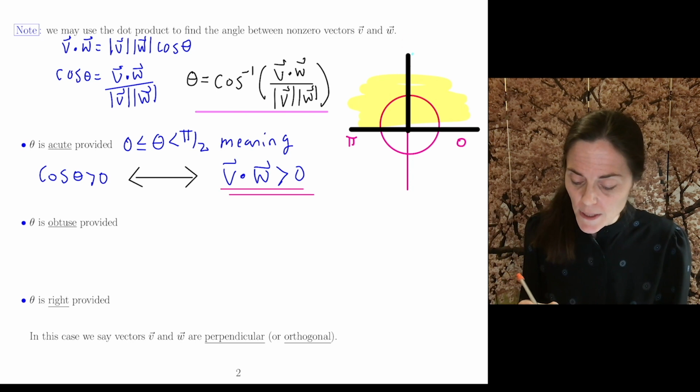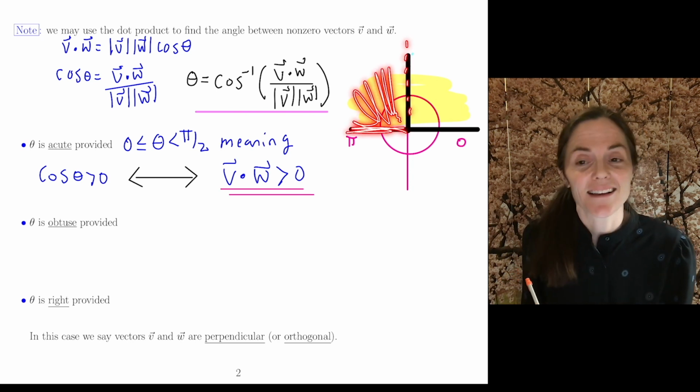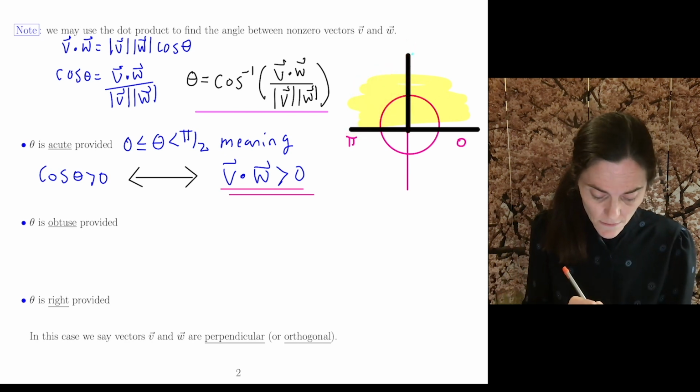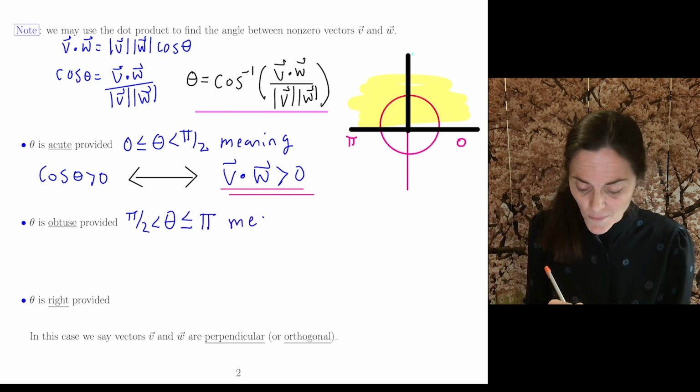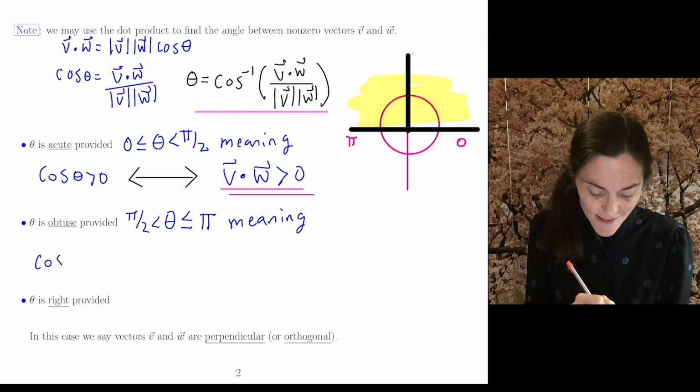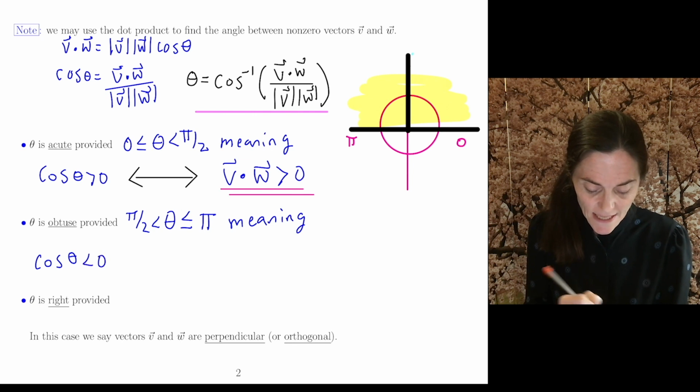Well, obtuse in the picture does not include here. It's here, and all of here is where theta will be. And this says that pi over 2 is less than theta is less than or equal to pi. Now, we translate this into a statement about the cosine. This says cosine theta is negative.